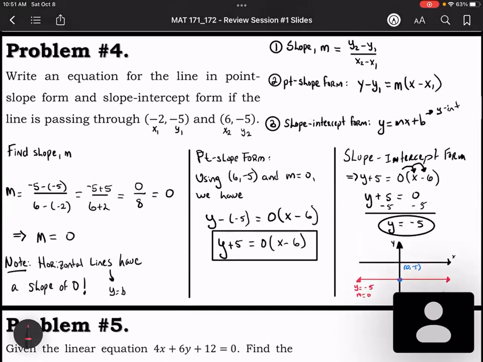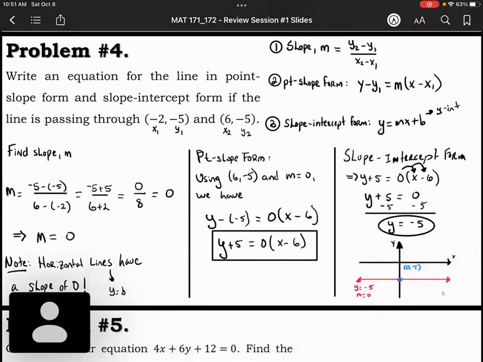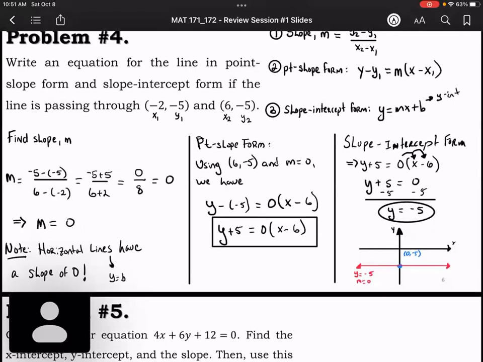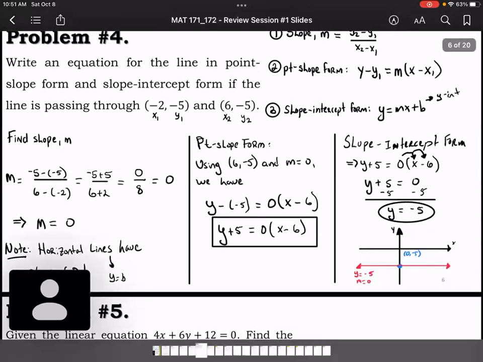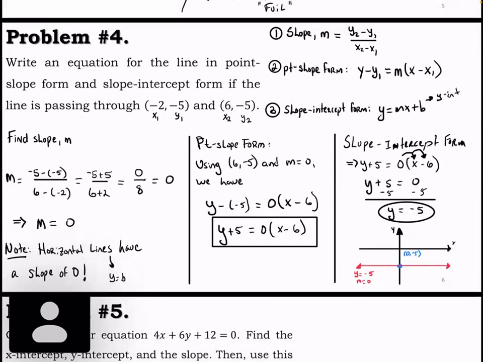Okay. Are there any questions? Any questions on problem 4?